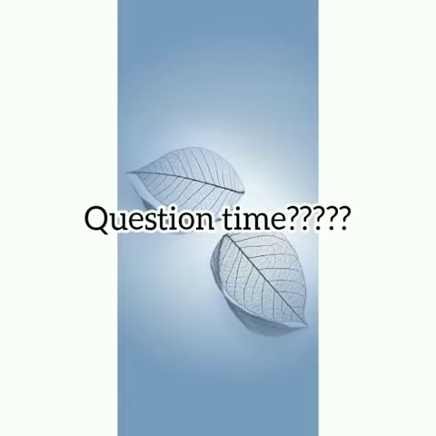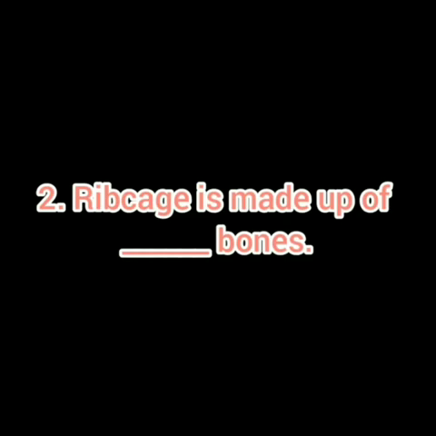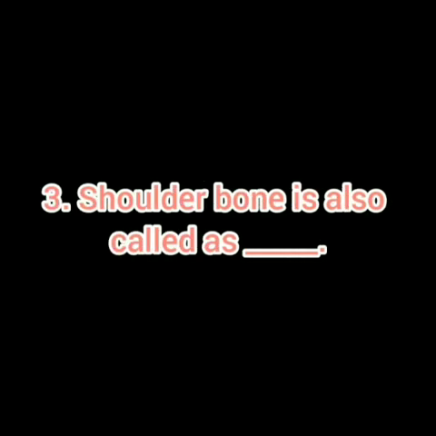The questions for this video are: The skull is made up of dash bones. Rib cage is made up of dash bones. Shoulder bone is also called dash.